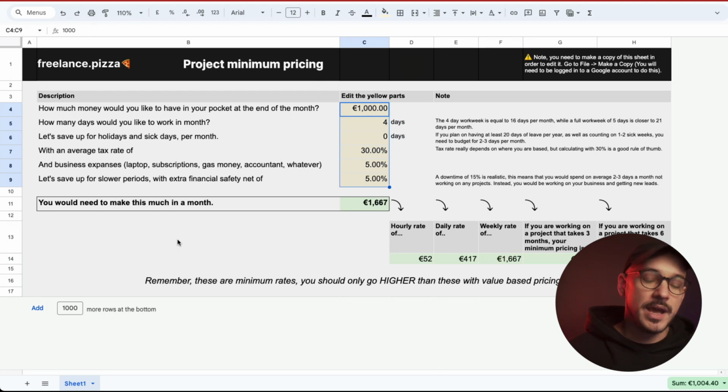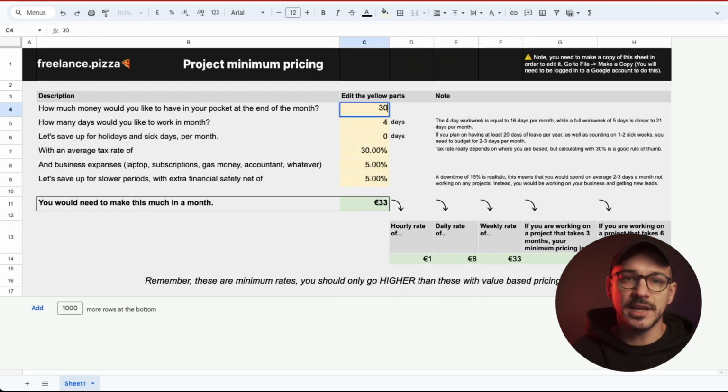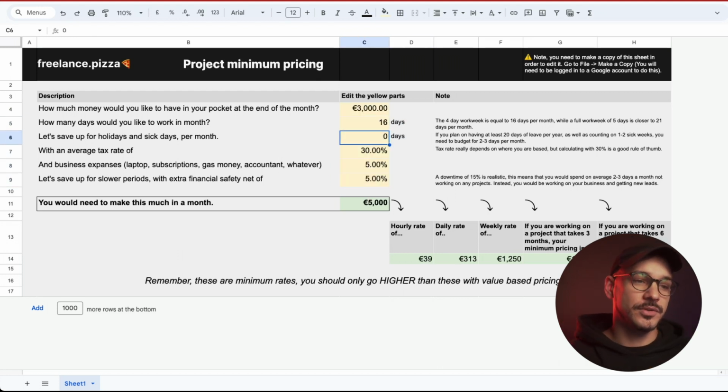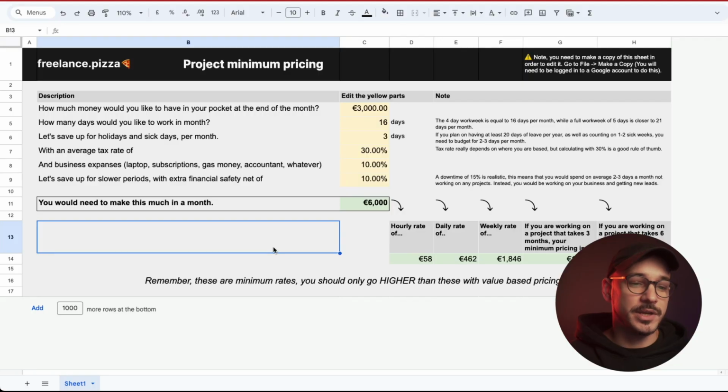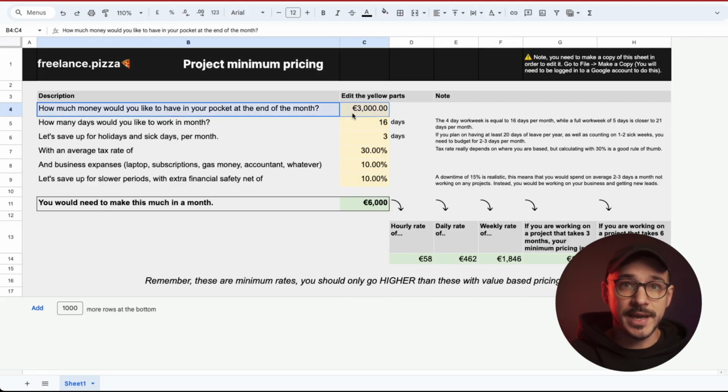So first question, how much money would you like to earn at the end of the month, right? How much money would you like to have on your account after doing some freelancing? Be honest here, set a modest but achievable target. So if you're earning maybe 2K in your current full-time job, 2,000 euros or $2,000, whatever, set the same number, I guess. That's a good starting point.